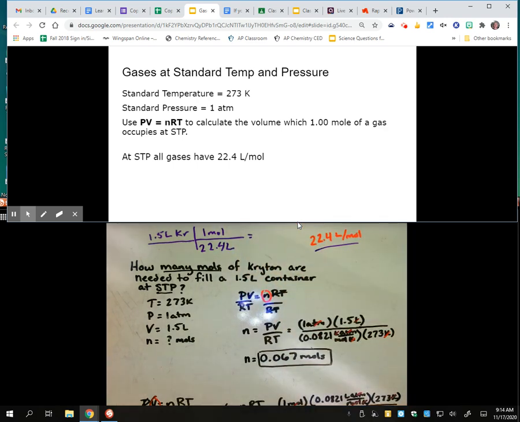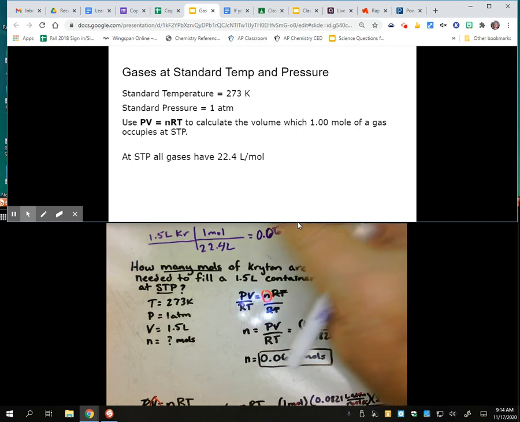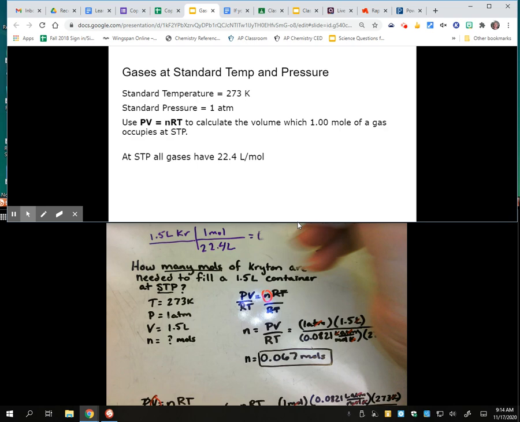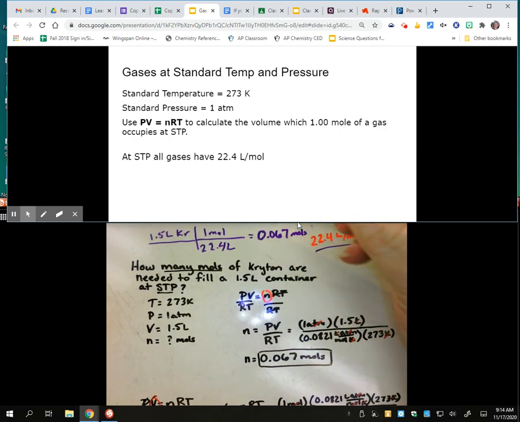And 1.5 divided by 22.4 equals 0.067 moles. I did not write that well. Let me try this. Notice that's exactly what I got plugging it into PV equals nRT.